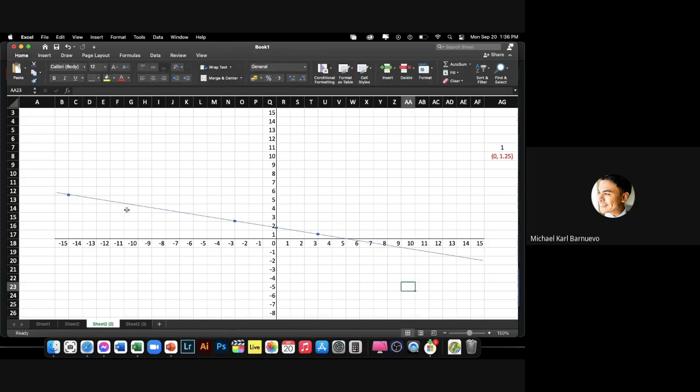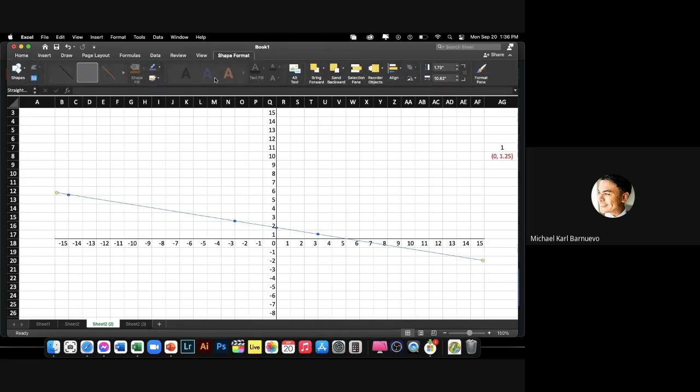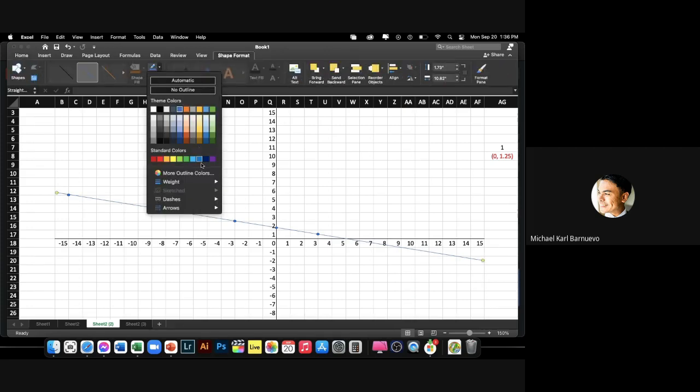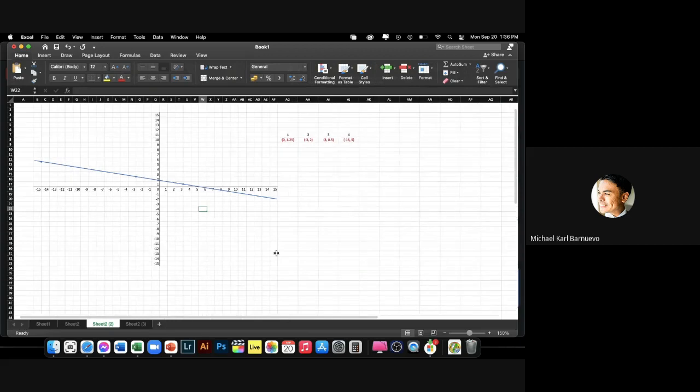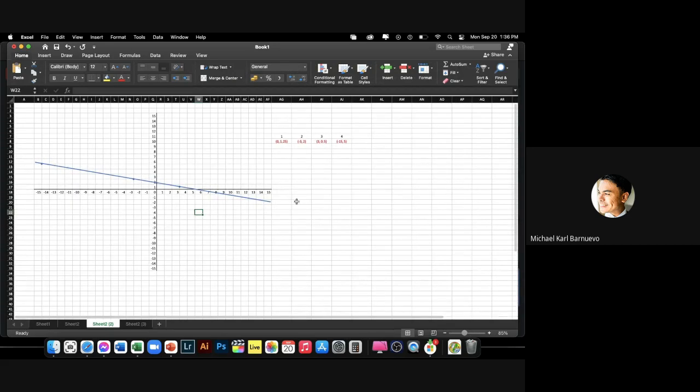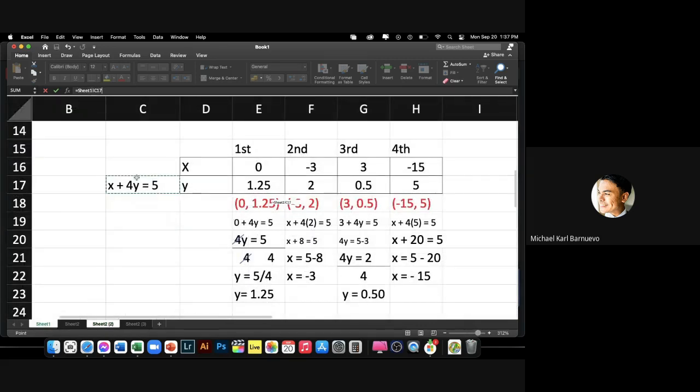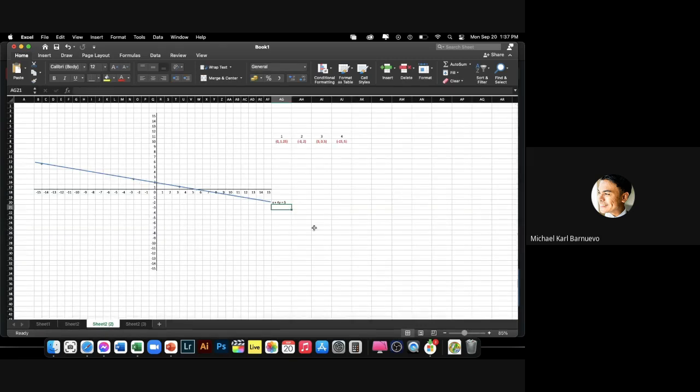Ayan. Change lang natin yung thickness ng ating line para mas makita natin. Let's make it. Ayan. Okay. So that is our line for equation number 2. Yun. X plus 4y is equal to 5. This is our line. Okay?